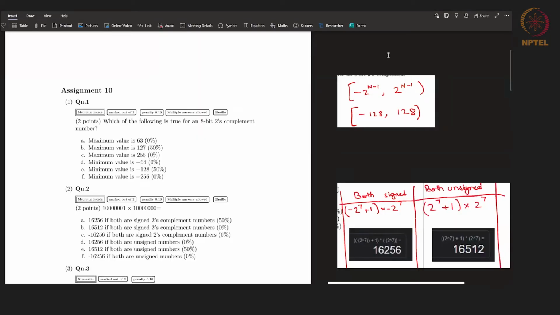Hi all, today we will be discussing the solutions for assignment 10. As usual, we'll start off from the first question. Which of the following is true for an 8-bit 2's complement number?